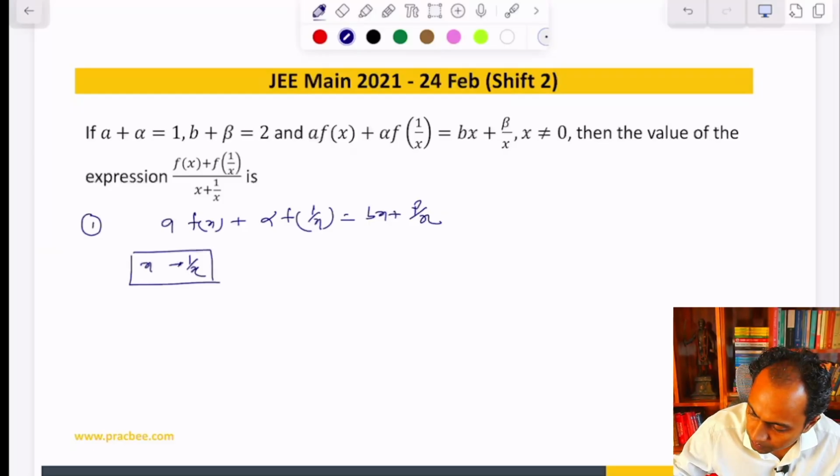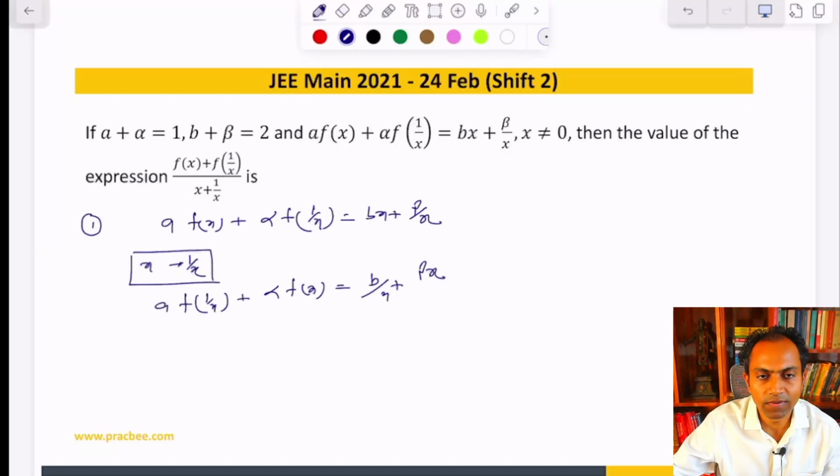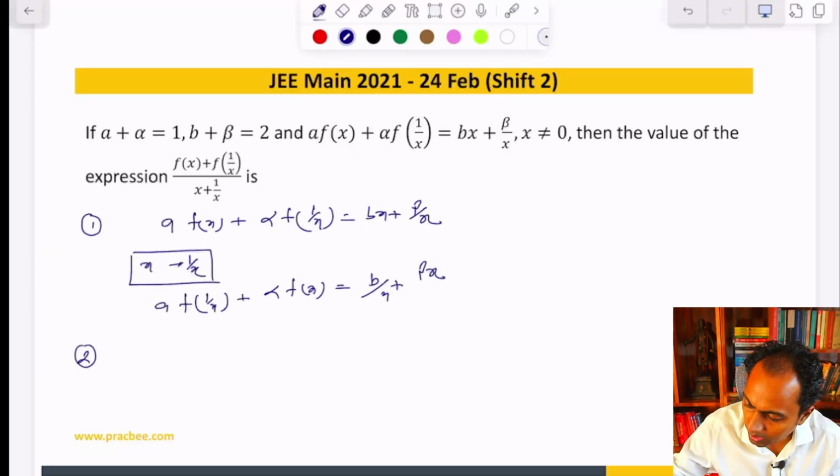If I do so, what are we getting? a into f of 1 by x plus alpha into f of x is equal to b by x plus beta x. Once we have done that, the next step would be to add both of these.